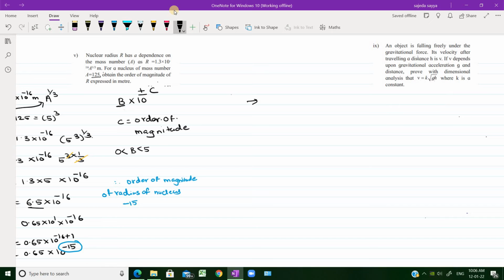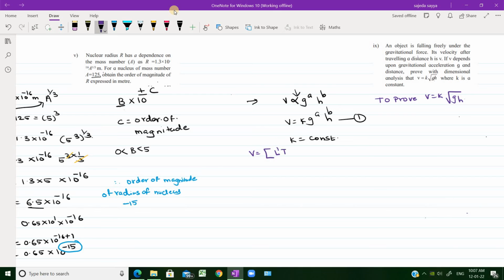So we are given that velocity is dependent on acceleration due to gravity and height. So v equals k g raised to a h raised to b. Absorbing the proportionality sign, we write it in terms of a constant of proportionality, where k is a constant. This k can't be calculated with the help of dimensional analysis, so we'll keep it as it is. And our goal is to prove v equals k into root gh.